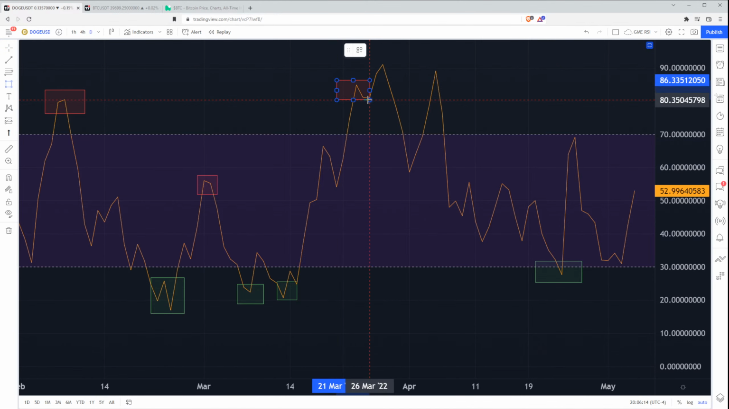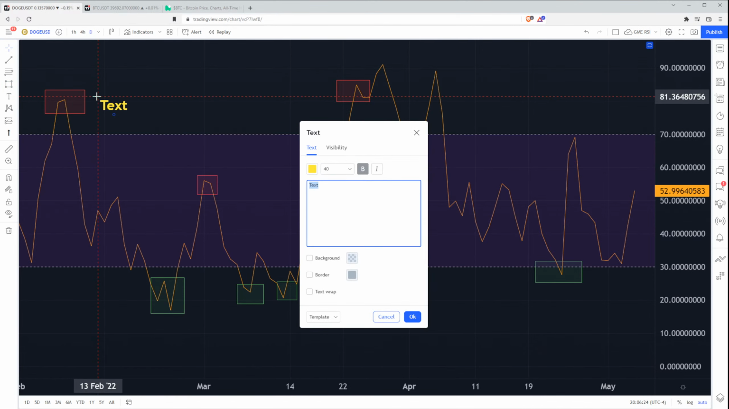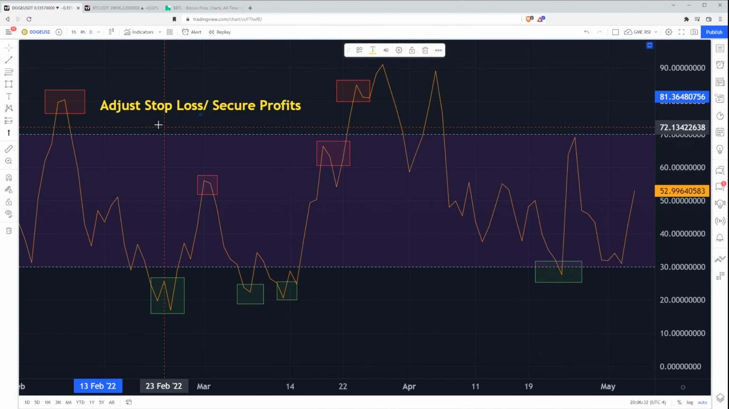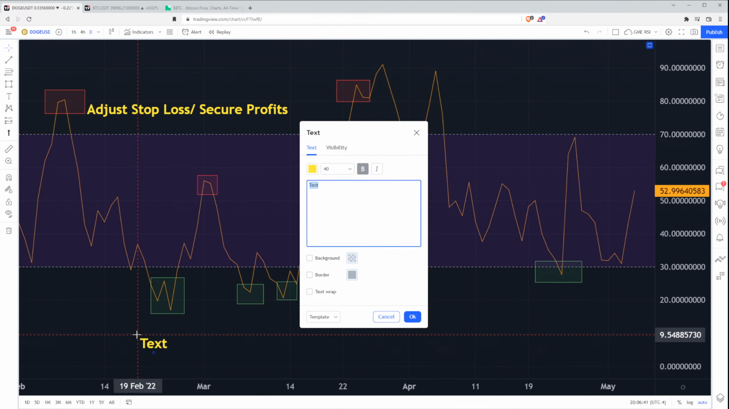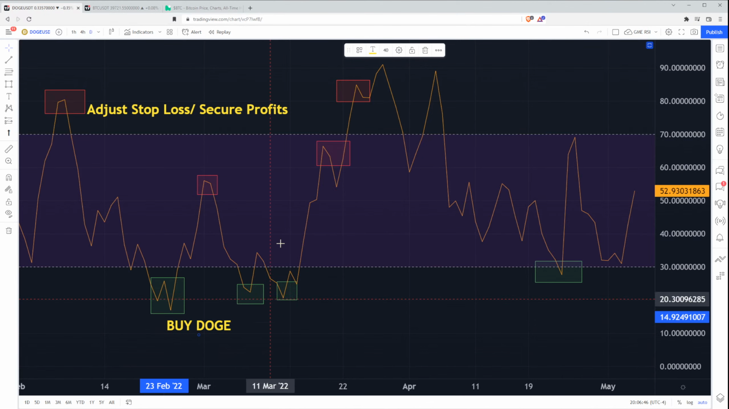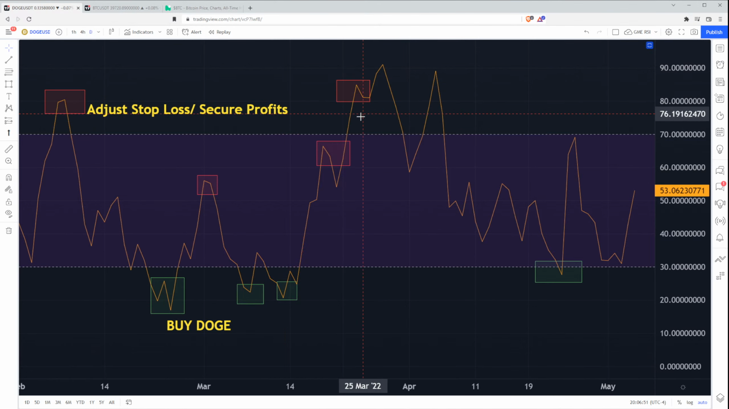Once we get right here, I guess right here as well. So basically every time you get to the red zones, you're going to adjust your stop loss to secure profits. And if we do wick down, you'll keep those profits. And these green zones down here, you're going to be buying Doge. In all these green zones, you buy Doge. In the red zones, you adjust your stop loss so that if the price drops, you secure profits, or you can just manually take profits.